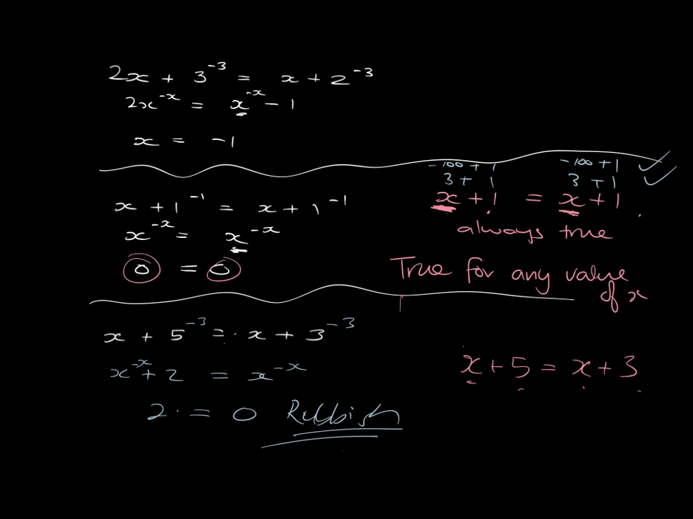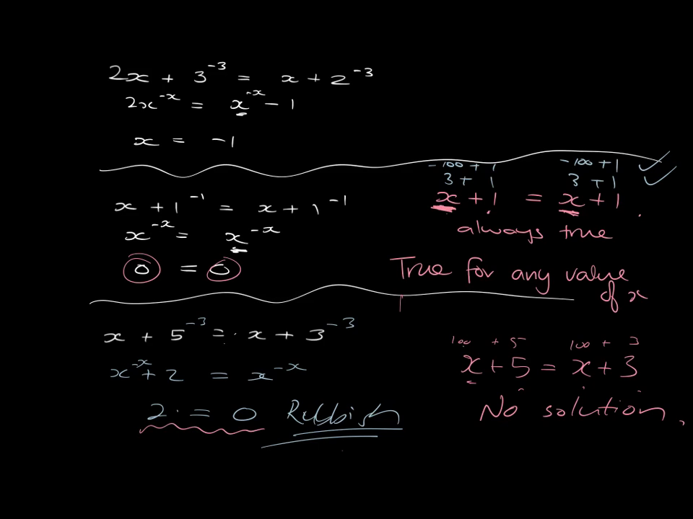Think about it. If you take any number, so let's take 100, and you add 5 to it, will it be the same as taking 100 and adding 3 to it? No. Try and think of a number that'll make that true. What number, when you add 5 to it, is going to be exactly the same as when you add 3 to it? There is no number that will do that. So in this case, there is no solution.